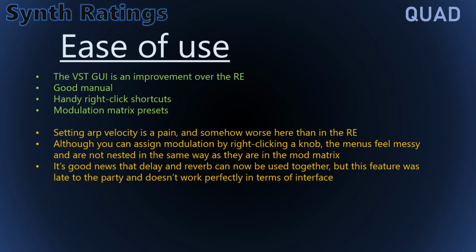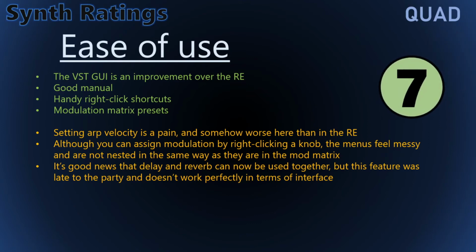It is good news that delay and reverb can now be used together in Effects Engine 2, but this feature was obviously late to the party and kind of bolted on and doesn't work perfectly in terms of interface. But that's a minor niggle. All things considered, I find Quad to be a pretty easy synth to use with a pleasant interface, and this is reflected with a good rating of 7.